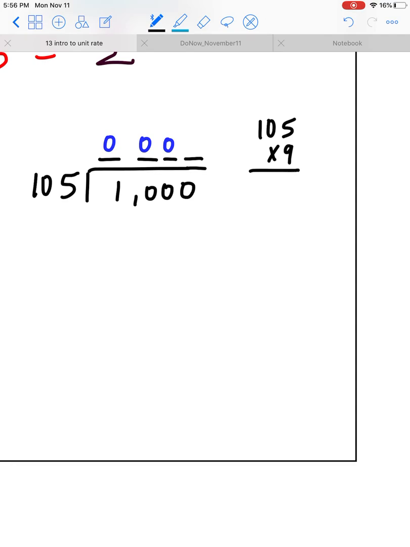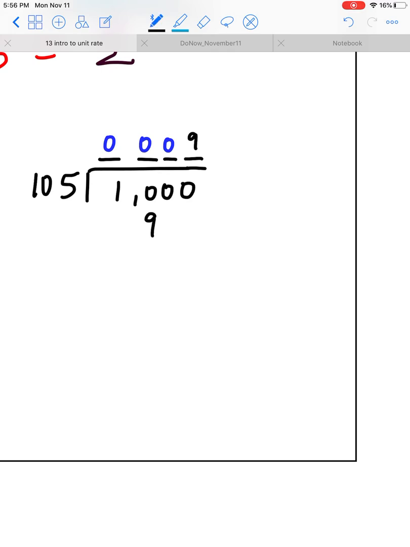9 times 5 is 45. Carry the 4. 9 times 0 is 0, plus 4 is 4. 9 times 1 is 9. 945. Perfect. Because obviously if you do 10, it's going to go too much. You don't want to do less than that. So it's 105 times 9. And then I'm going to go ahead and erase this, sorry, just so I can have some space.